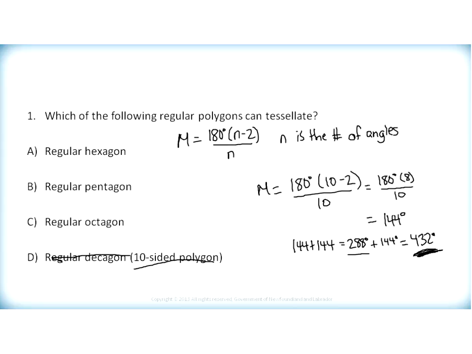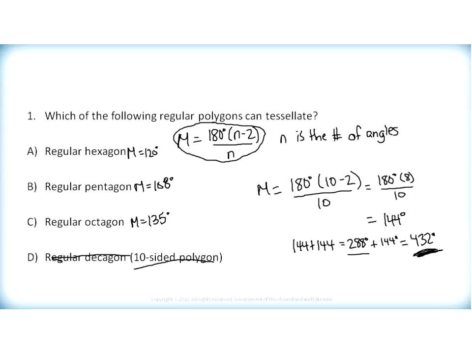Now I'm going to do those calculations for each of these other shapes. For a regular hexagon, each angle is 120 degrees. For a pentagon, each is going to be 108 degrees. And for an octagon, M is going to be 135 degrees. And that's using this formula right here for the measure of my angles.